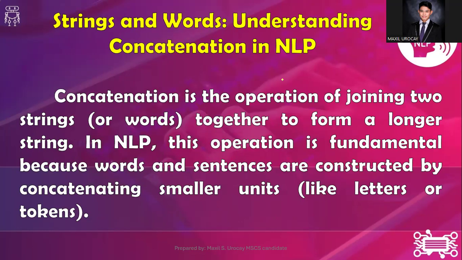This is joining strings or words together to form a longer string. This operation is fundamental because words and sentences are constructed by concatenating smaller units like characters or chunks. So in our observation, we are actually using concatenation, say for example, in past and present tense or future tense. You can concatenate that with a prefix or suffix. So that's why it is really important to study this kind of situation in NLP.